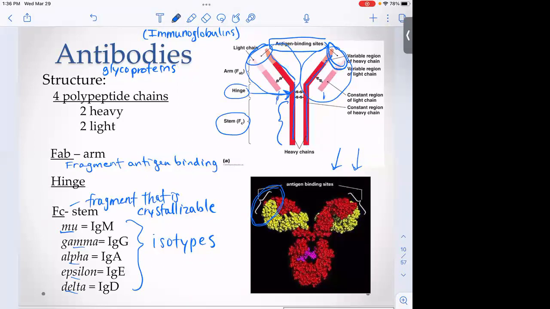By the way, just to be clear, these two regions where the antibody binds to the antigen recognize the exact same antigen. You're not going to have one side recognizing one thing and the other side recognizing something different. They're exactly the same.